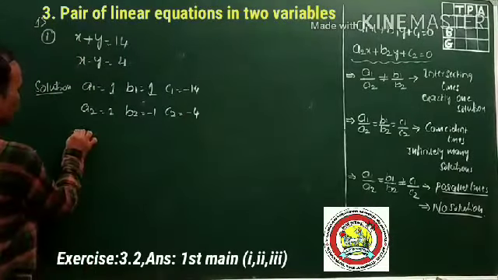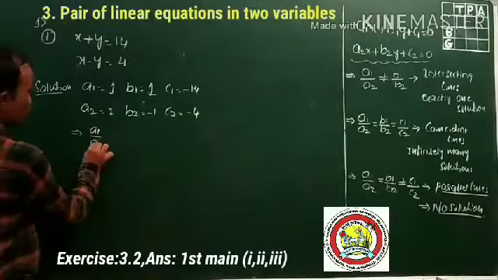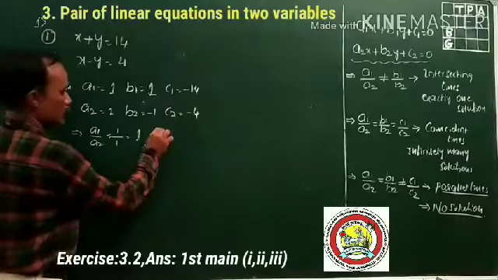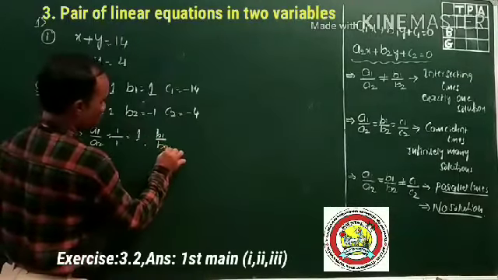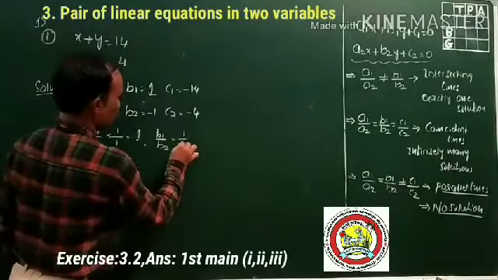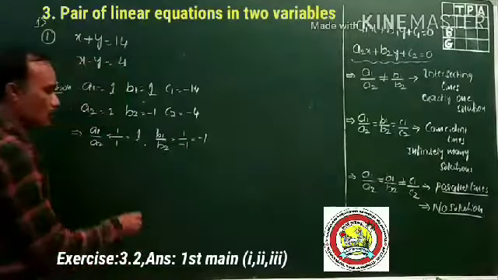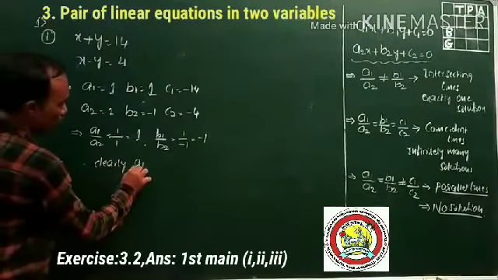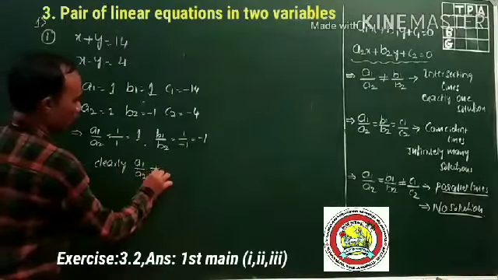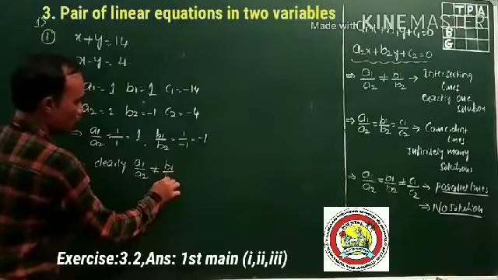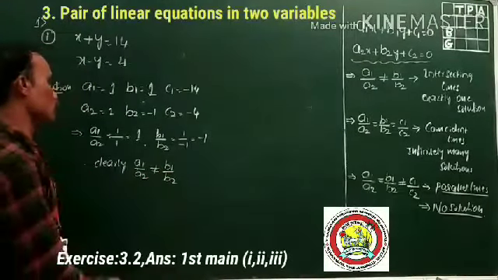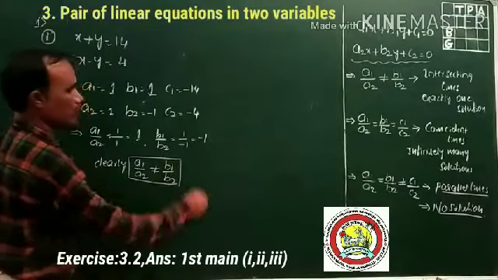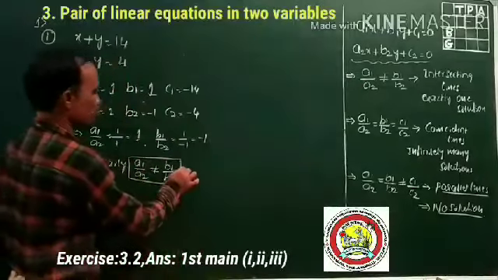Yes, now we check one by one. So a1 by a2 is equal to 1 by 1, which is equal to 1. Next, b1 by b2 is equal to 1 divided by minus 1, which is equal to minus 1. Therefore, clearly a1 by a2 is not equal to b1 by b2, because a1 by a2 is 1 and b1 by b2 is minus 1. What is the condition here? Intersecting lines.